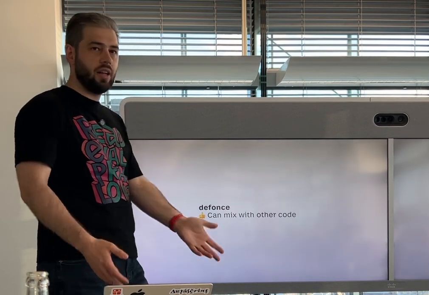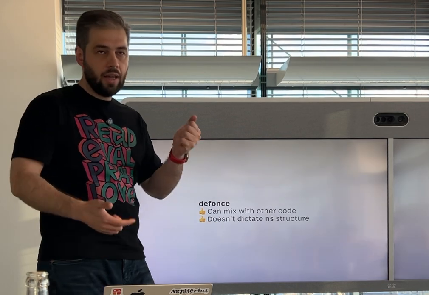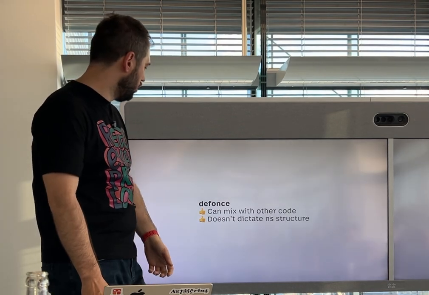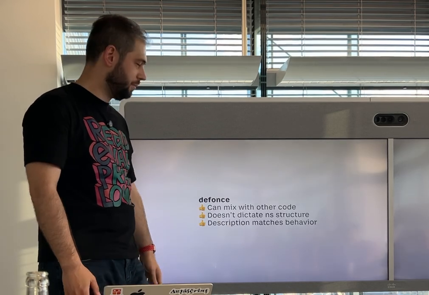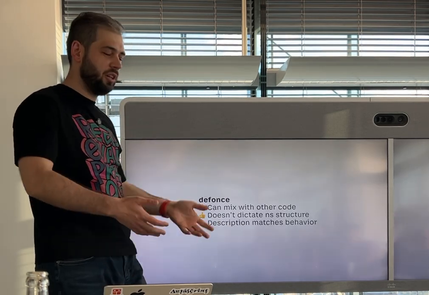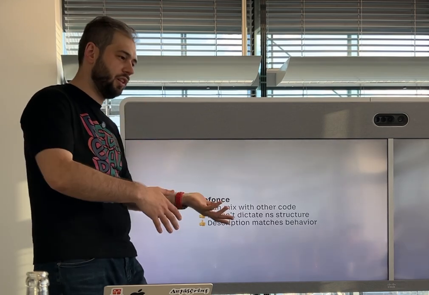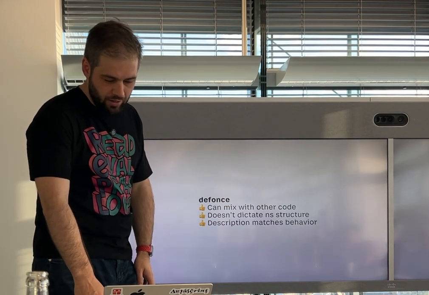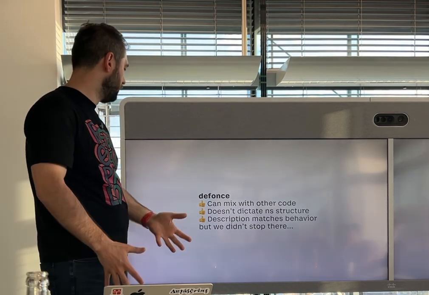The upside of using defonces is that you can mix it with other code. It doesn't dictate how to structure your code, and I think that's it. And well, basically it works again. So it used to work in normal Clojure, then tools namespace broke it, and we fixed it again. So I'm just happy from a conceptual point of view.